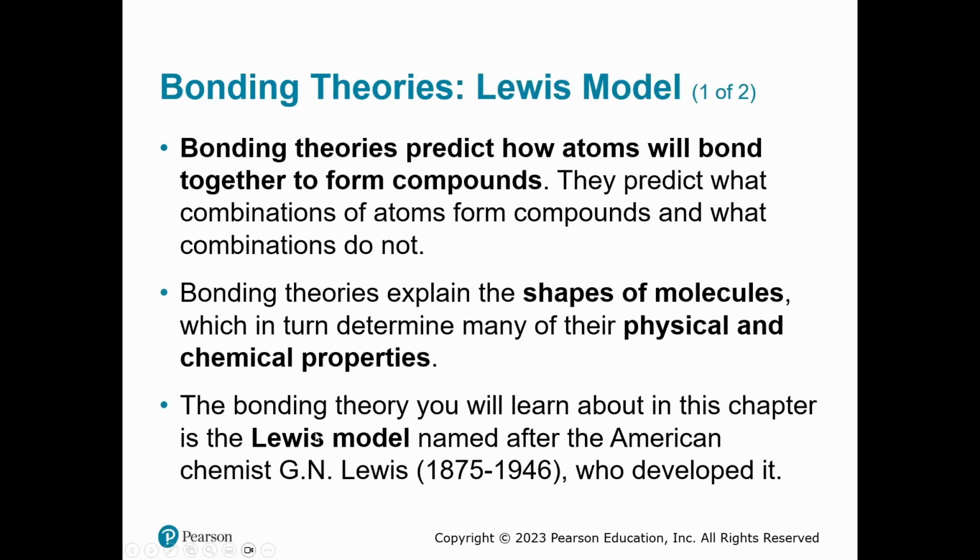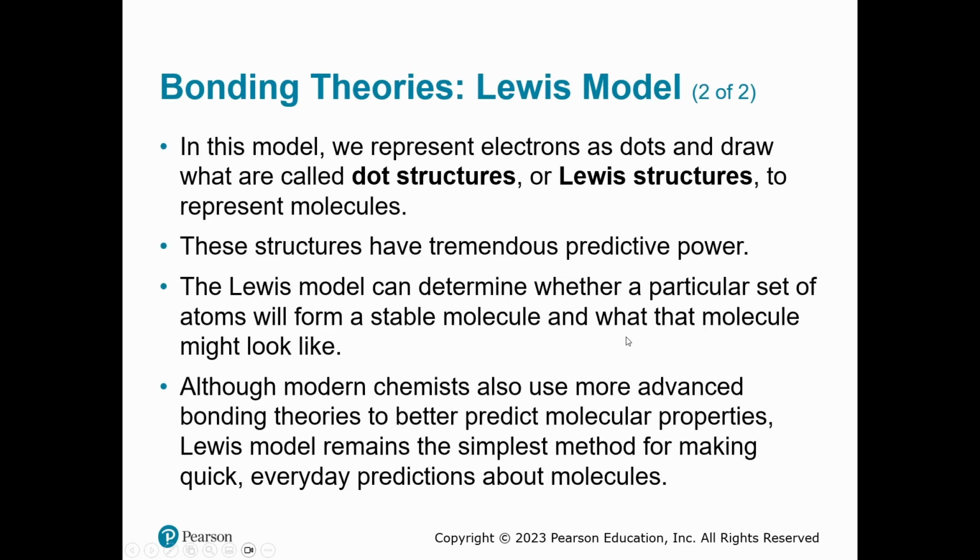So first things first, we're going to talk about our bonding theories. There's a whole bunch of them out there. We'll show a few. We've shown some at this point. The most important one is going to be the Lewis model, which is named after the chemist who came up with it. I don't know his first name. You don't need to know his name. His last name is Lewis. That's about all I care.